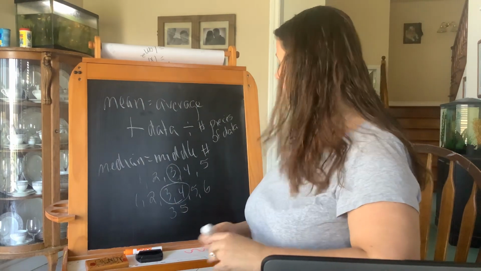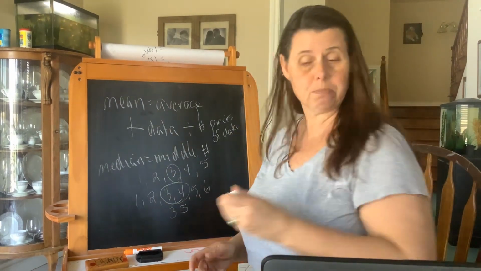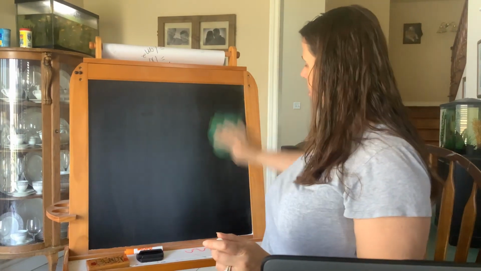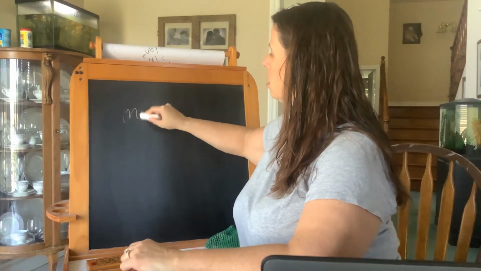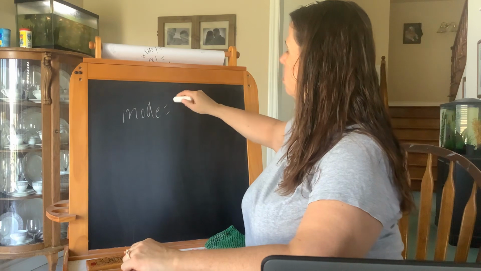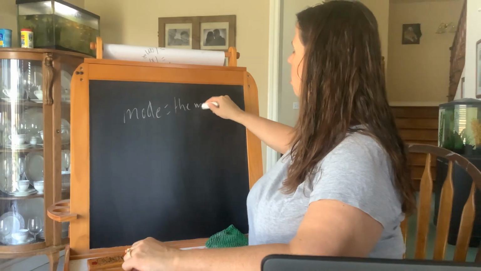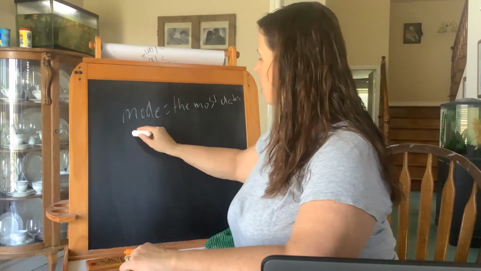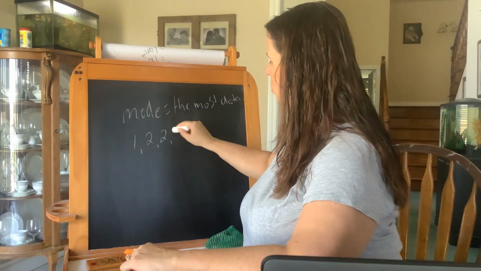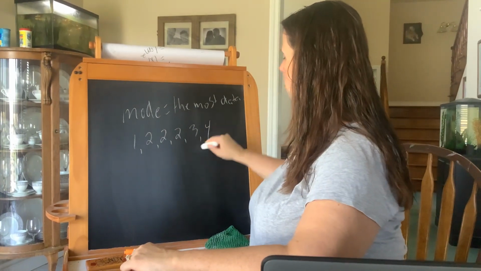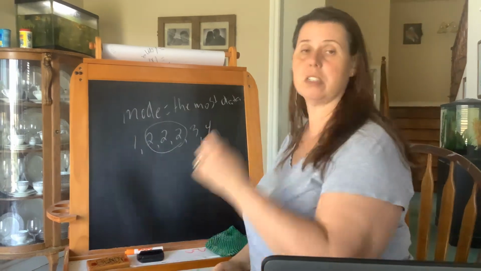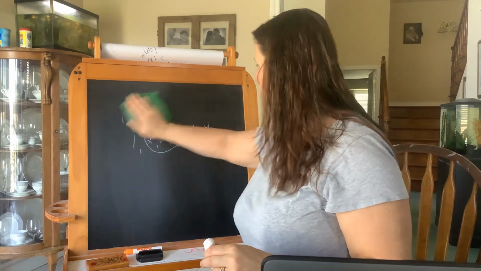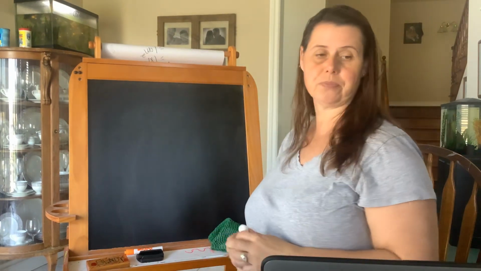The mode is the easiest of all of them. Mode equals the most common data. So if I have 1, 2, 2, 2, 3, 4, the mode is 2 because it occurs 3 times. Okay? So there's your quick review on mean, median, and mode.